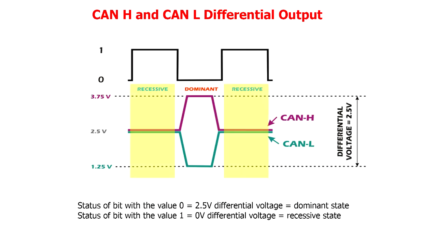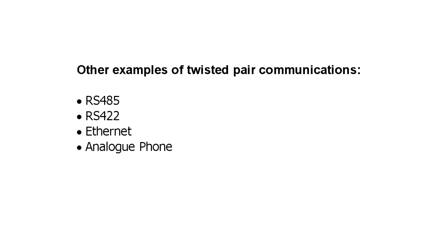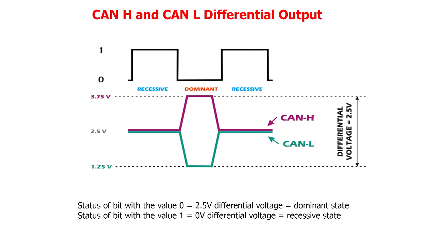When the bus is in the recessive state, both the high and low signals are at the same voltage. When the bus is in the dominant state, the high line goes to a higher voltage and the low line goes to a lower voltage, with the average voltage being the same. This provides excellent noise immunity and is a similar principle to many other twisted pair protocols such as RS485, RS422, Ethernet, and even good old analog phone lines. And none of these are shielded usually, and they operate over very large distances.